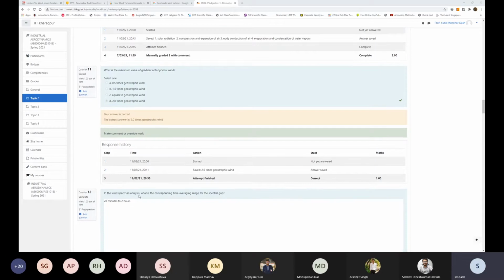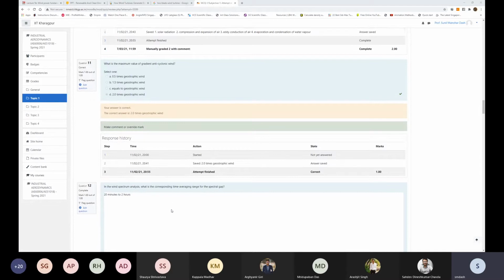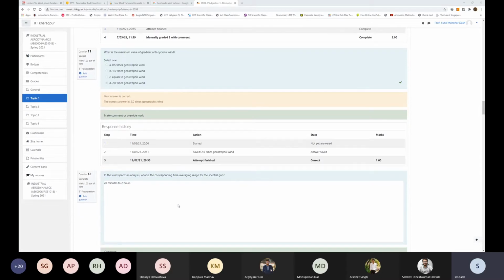In the wind spectrum analysis, what is the corresponding time averaging range of the spectral gap? Okay, so if you see that spectral plot of the wind energy density, you see a region between 20 minutes to 2 hours that corresponds to a flat region. Okay, so that flat region is generally referred to as the spectral gap. So this is the correct response, 20 minutes to 2 hours.